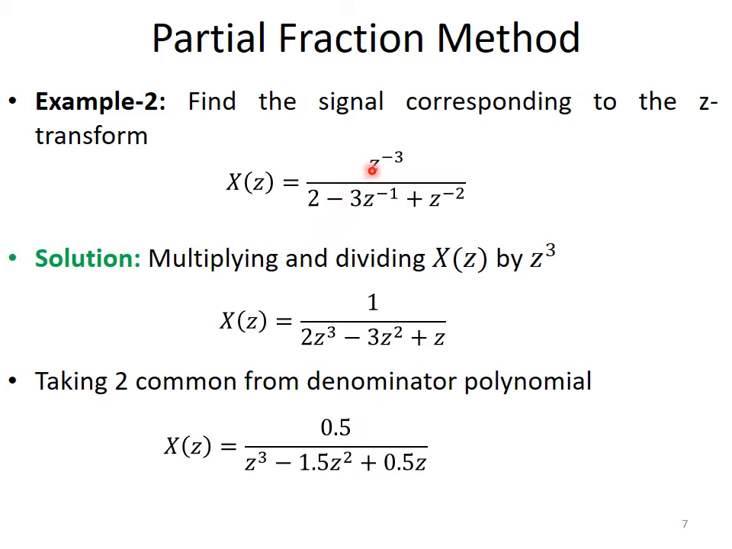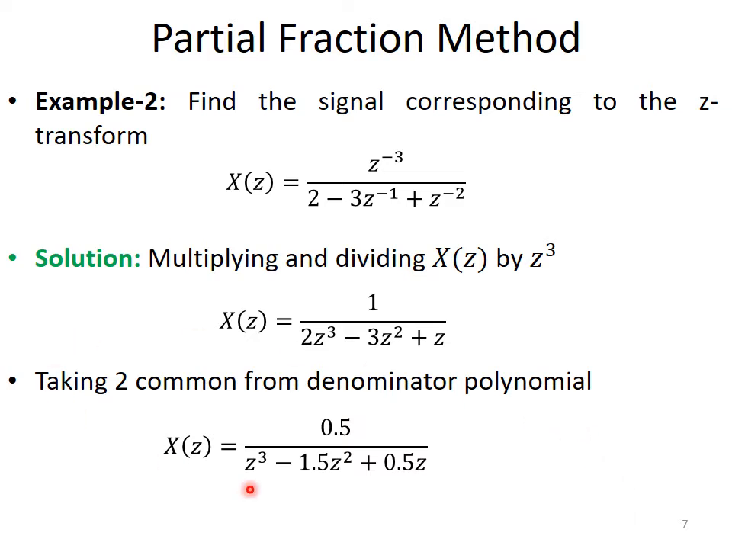So first make the powers of z positive. This is 1 upon z cube, this is 1 upon z, this is 1 upon z square. So take 1 upon z cube common from here, 1 upon z common from here, and 2 common from here. Then you will get this function, and then make the coefficient of the highest power of z in the denominator equal to 1. For that we have to take 2 common from the denominator. Now we have this simplified version of the function.